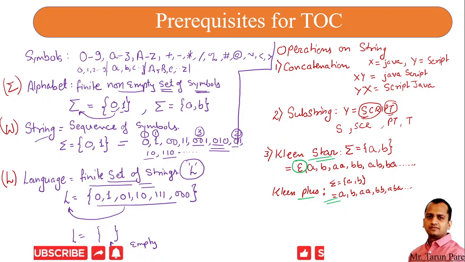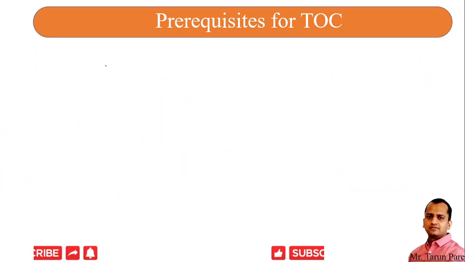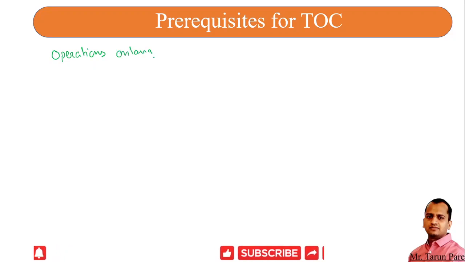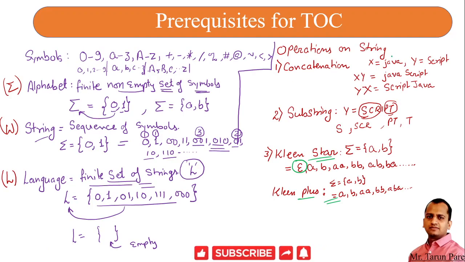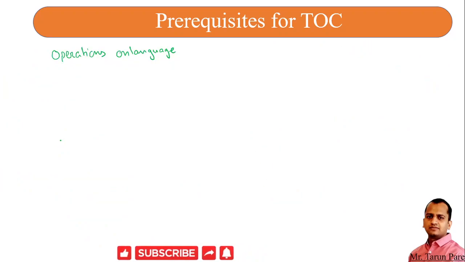Now there is one more concept we have to study, that is operations on languages. Till now we have discussed operations on strings. What different operations have we performed? We can perform concatenation, substring, Kleene star, Kleene plus, and one more is left. I will discuss that just after completing the operations on languages.